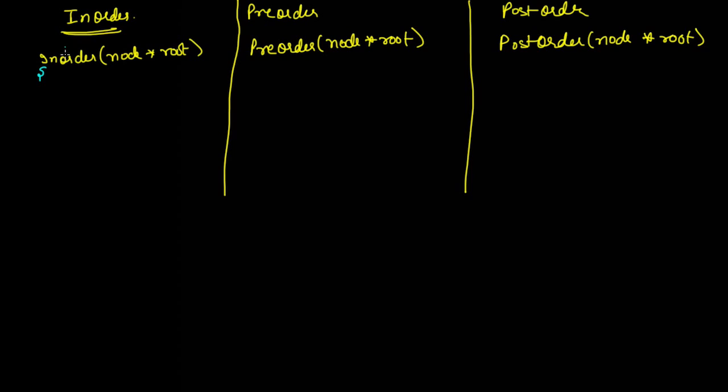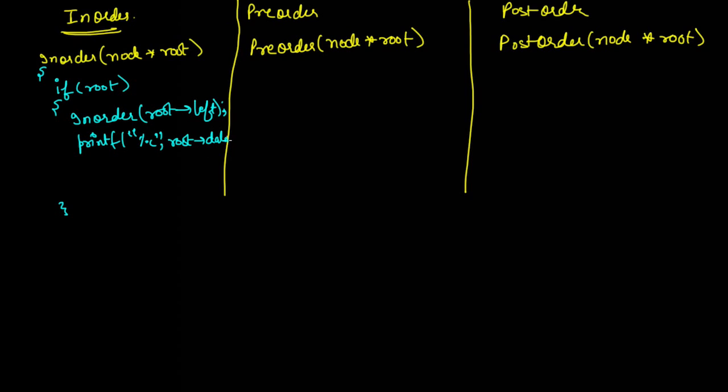Then in the in-order we are going to say if root is not null, then we are going to call inorder(root->left). It is a recursive call, and then we are going to print the data present in the root, so printf("%c", root->data), and then we are going to call another recursive call, which will be inorder(root->right).